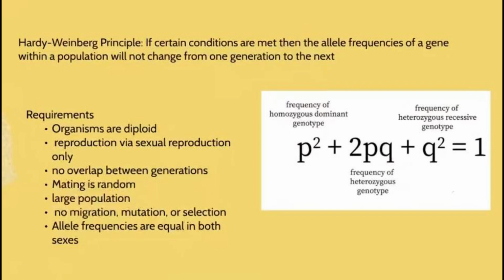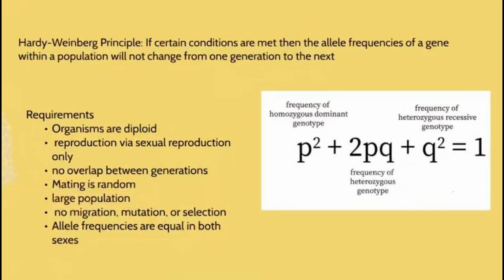The mating is random, so certain members are not more prone to reproduce, and that's not being dictated by something like a breeder. We also must have a large population, so this only applies to large populations where there is also no migration, mutation or selection. So there can't be anyone coming into the population or leaving, and there can't be any natural or artificial selection. And we also need to have allele frequencies that are equal in both males and females.